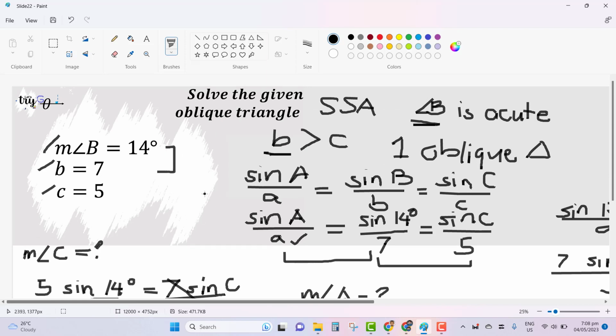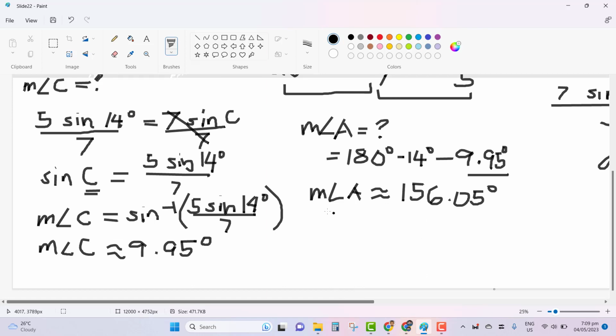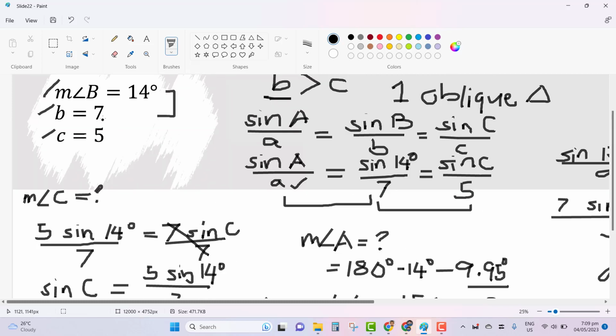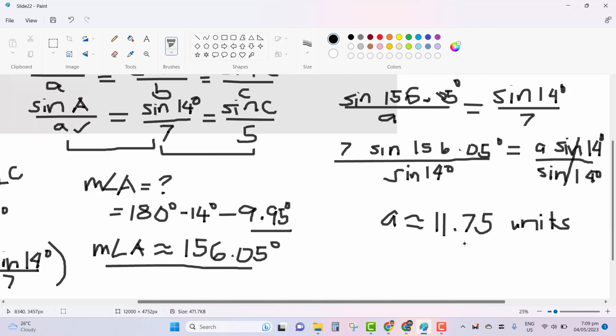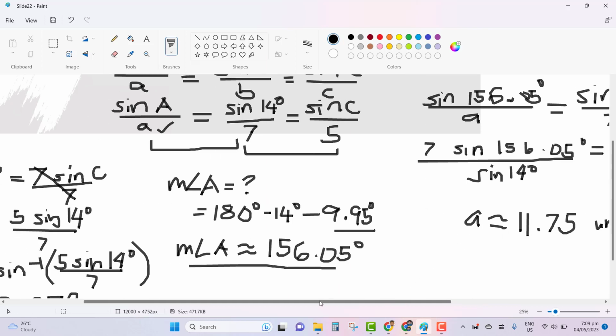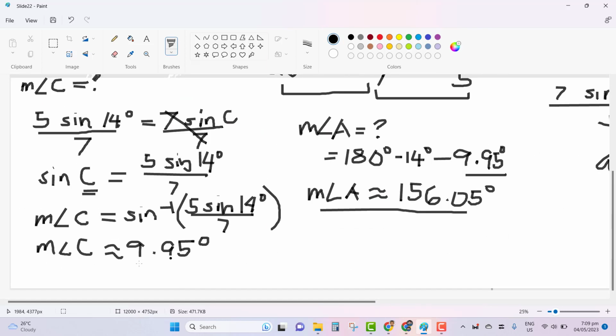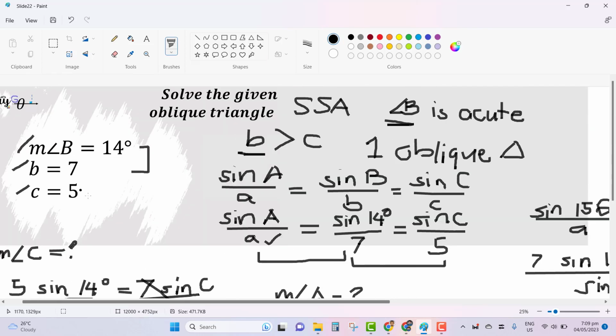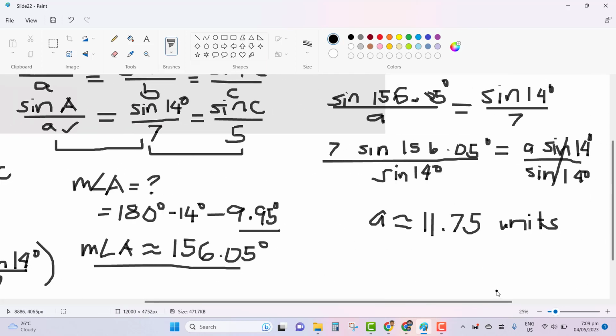Let's try to look into the relationship of the sides and the angle measurement. Here, our largest angle is angle A, 156.05 versus 9.95 versus 14. That would mean side A should be the longest. So B is 7, C is 5, and you will know that A is 11.75 units. That's the longest. That's correct. And looking into the measurement of the angles again, angle C is the smallest angle, as compared to 156.05 and 14 degrees. C, being 5, is the shortest: 5 versus 7 versus 11.75.